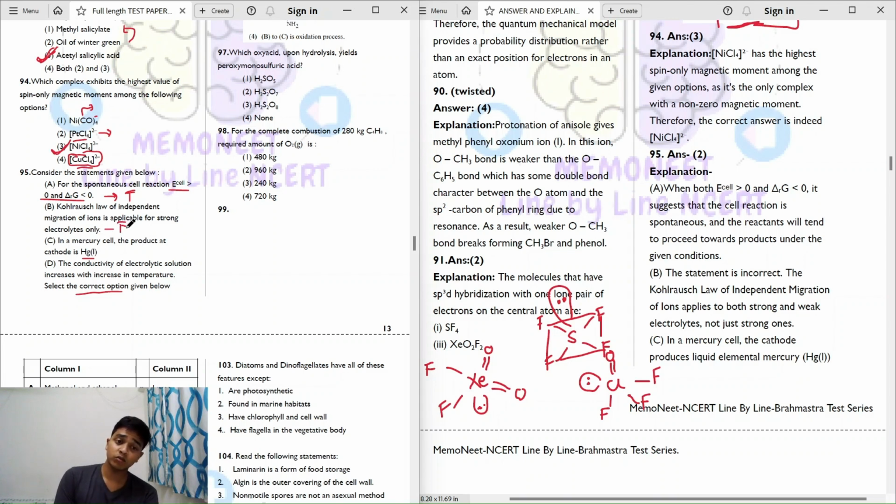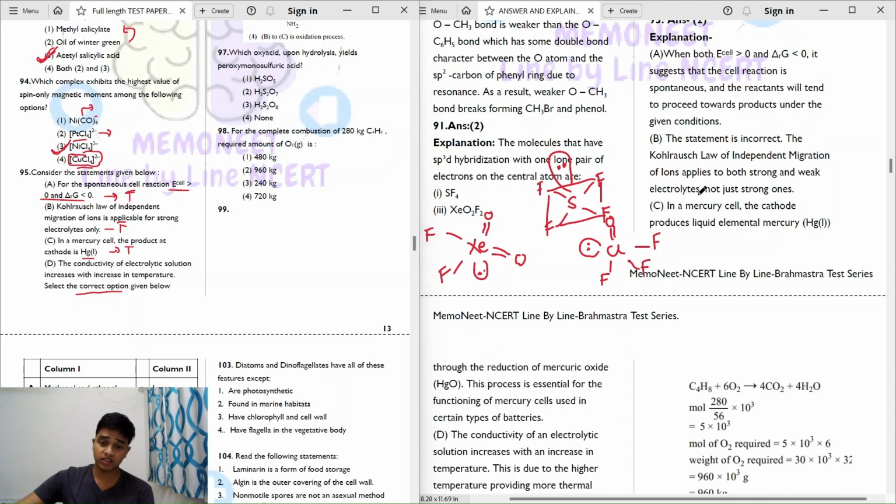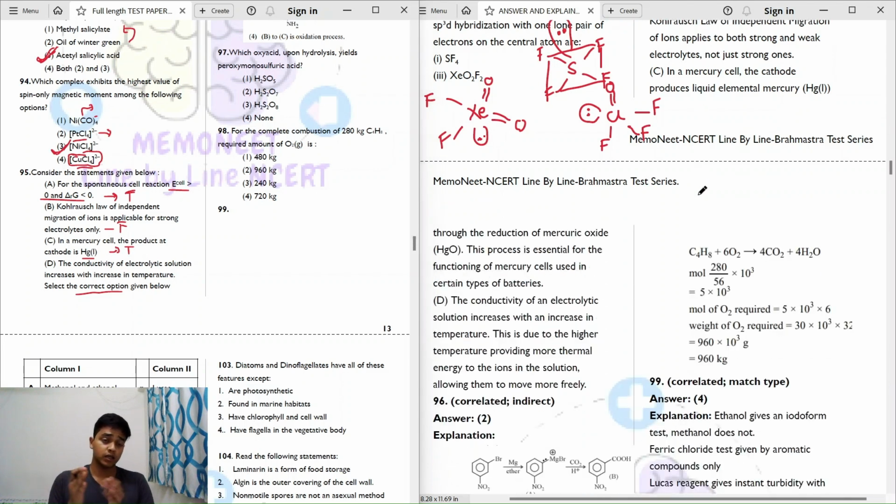Statement C says in a mercury cell, the product at cathode is mercury liquid. So this is the correct statement, so this will be true. What is happening in a mercury cell is that liquid mercury in its elemental form is formed by the reduction of the mercuric oxide. It is also used in many kinds of batteries. So this will be a true statement.